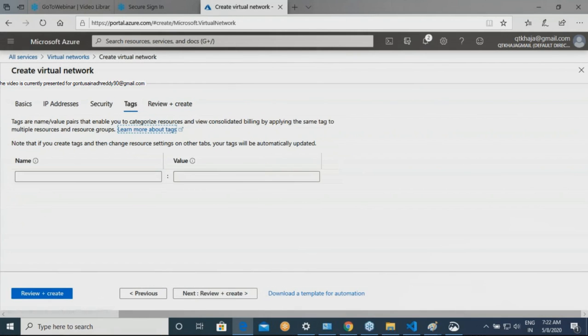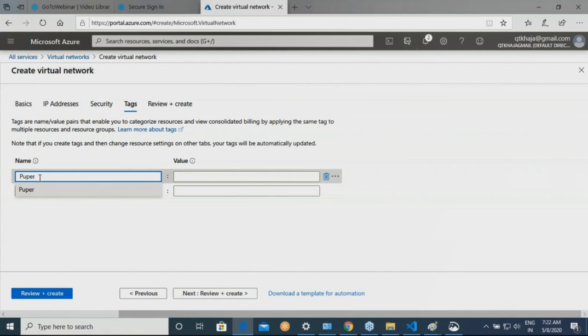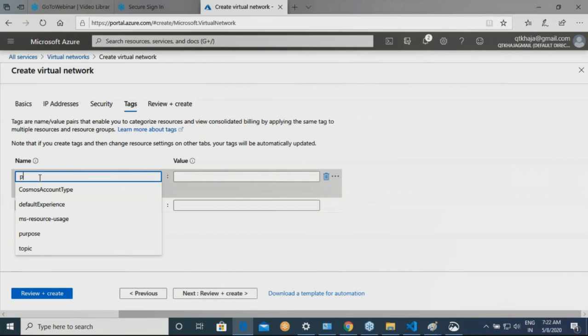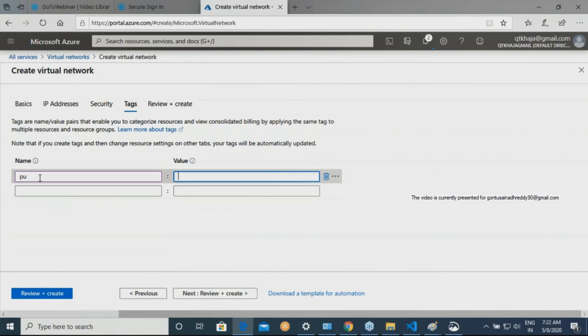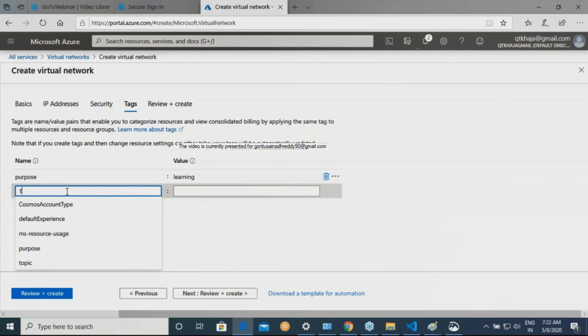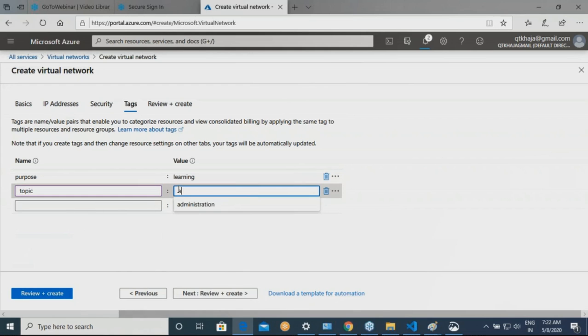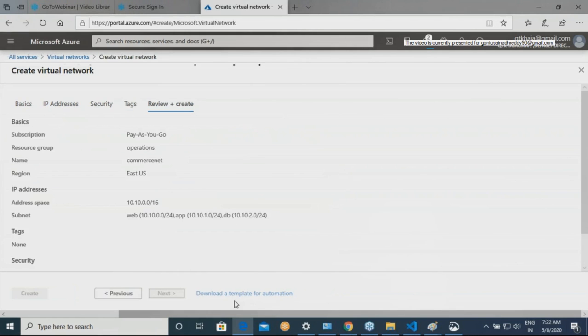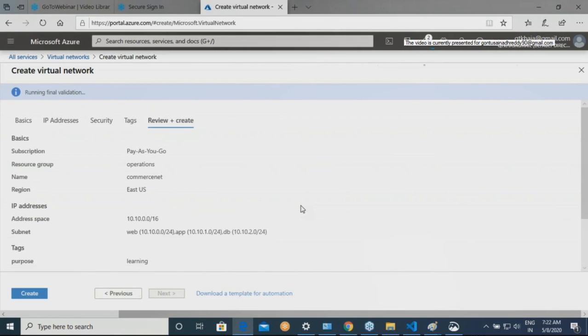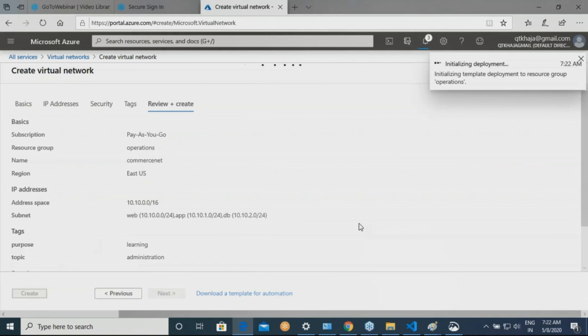Okay. So let me go ahead and add tags. Purpose: learning. Topic: administration. Okay. And then I'll click on create.